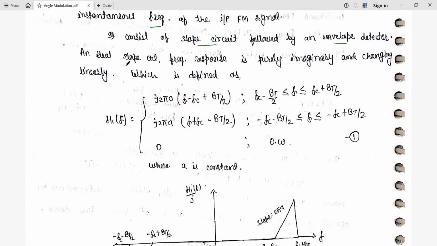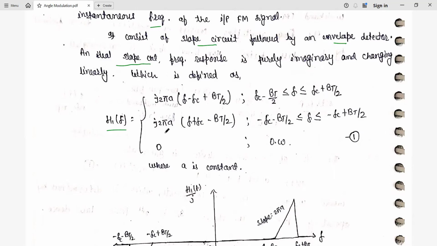Now we'll discuss separately what the ideal slope circuit is and what its frequency response is. Its response is purely imaginary and changing linearly. For slope circuit 1, the transfer function h1 of f is given as j2 pi a into (f minus fc plus BT by 2), where BT is the transmission bandwidth, in the range of frequency fc minus BT by 2 to fc plus BT by 2.